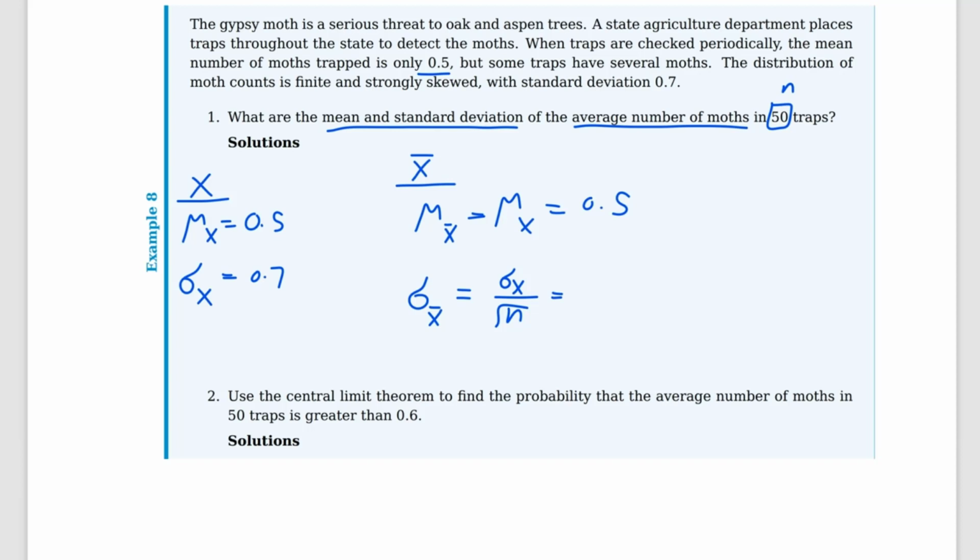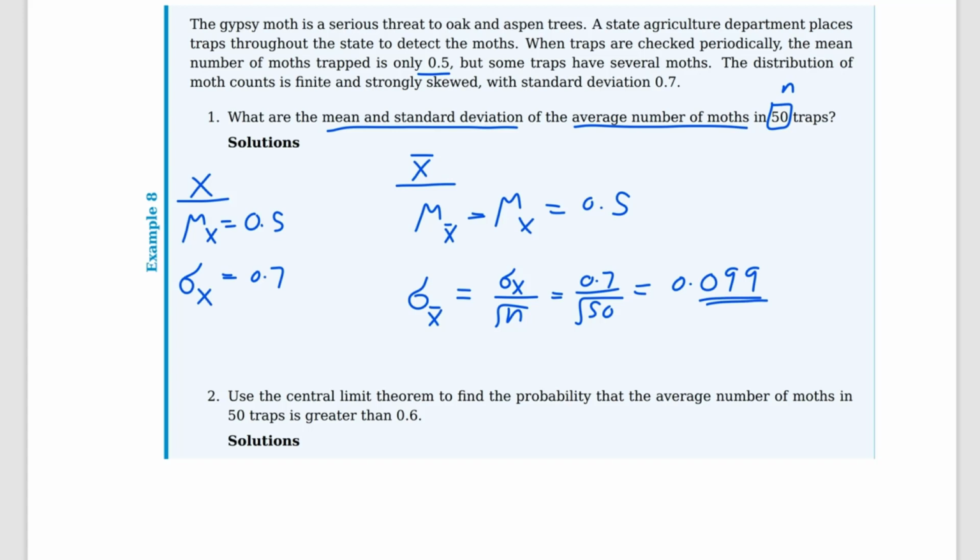So how do we find this? Sigma x, we know, is 0.7, divided by the square root of n, where n equals 50. So 0.7 divided by the square root of 50 is 0.099. If I make any mistake in my answers, please let me know, okay? So this is the standard deviation of x bar.